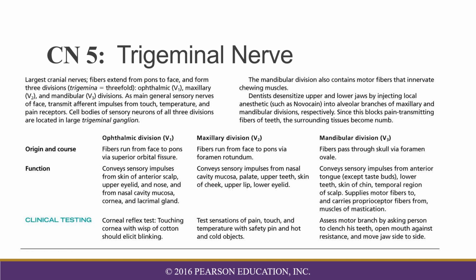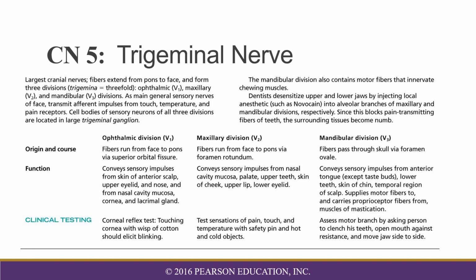Ophthalmic division, origin and course: fibers run from the face to the pons via the superior orbital fissure. Maxillary fibers run from the face to the pons via foramen rotundum. Mandibular division fibers pass through the skull via foramen ovale. The mnemonic here is SRO, standing room only. Standing is superior orbital fissure, S. Maxillary rotundum is the room, right? And mandibular is ovale, or only. So standing room only, SRO: superior orbital fissure, rotundum, ovale.